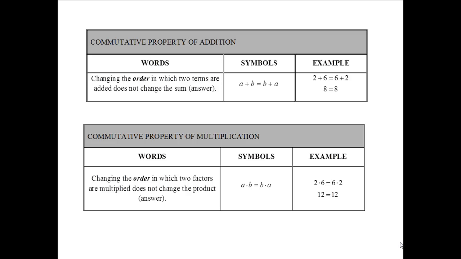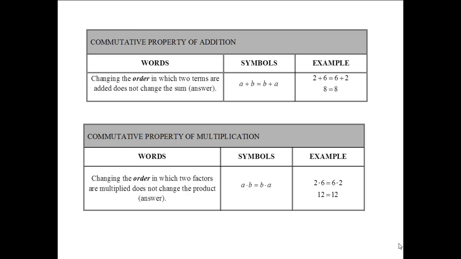The commutative property of addition states that changing the order in which two terms are added does not change the answer, does not change the sum. 2 plus 6 and 6 plus 2 are both 8.